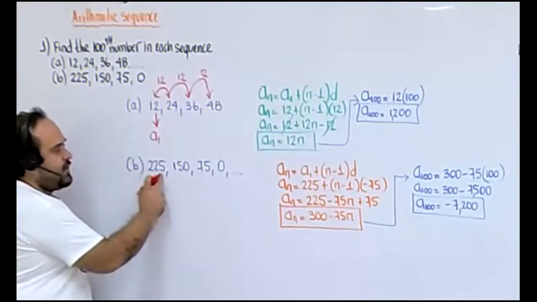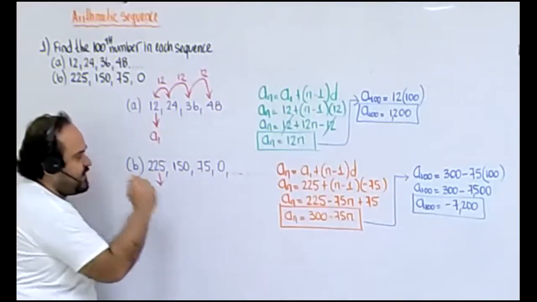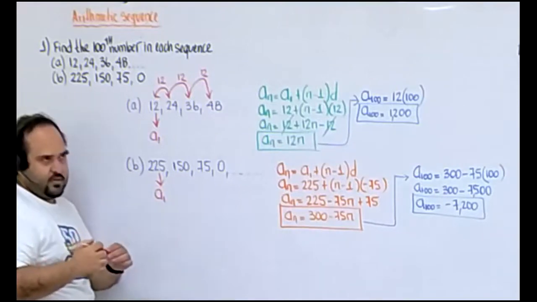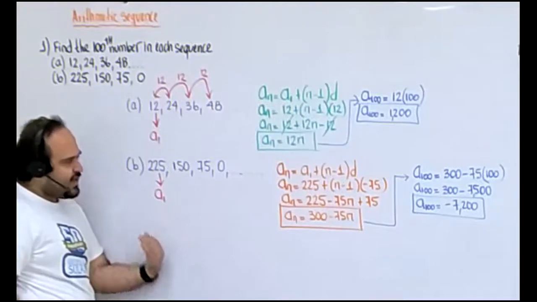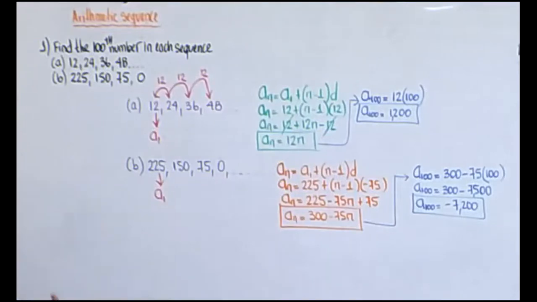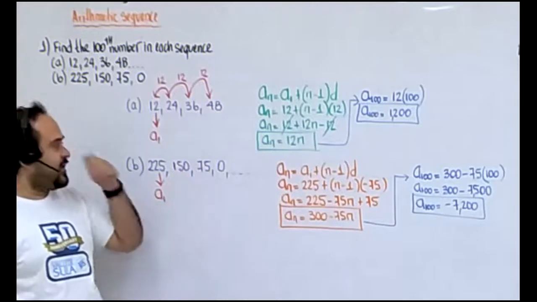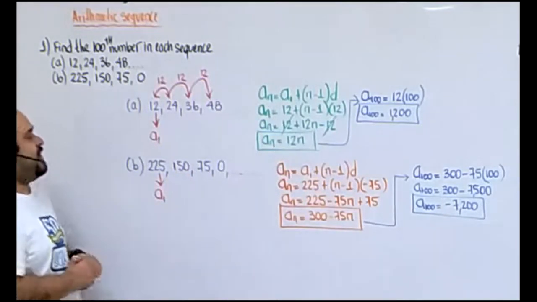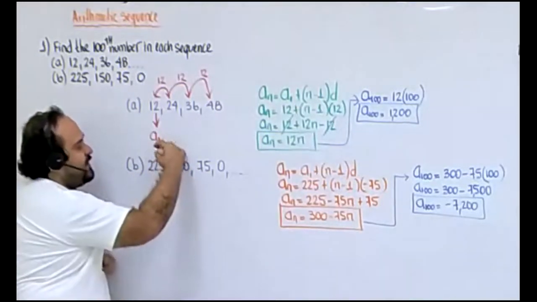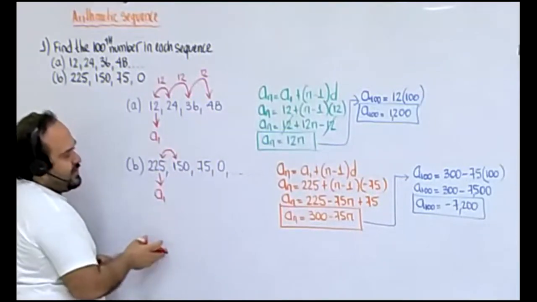What number is this? 225. Exactly. So I'm going to label 225 as A1 because it's the name of the first term. The second step is to identify the common difference. The common difference is the number by which the arithmetic sequence is increasing or decreasing. For example, what is the distance between 225 and 150? Is it increasing or decreasing? Decreasing.